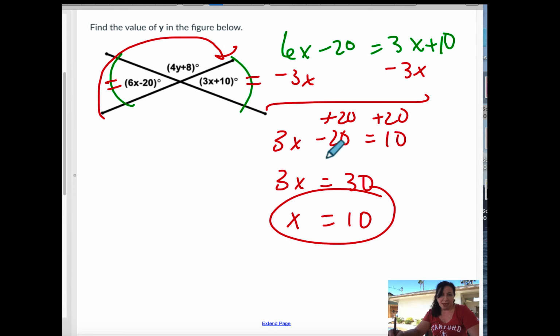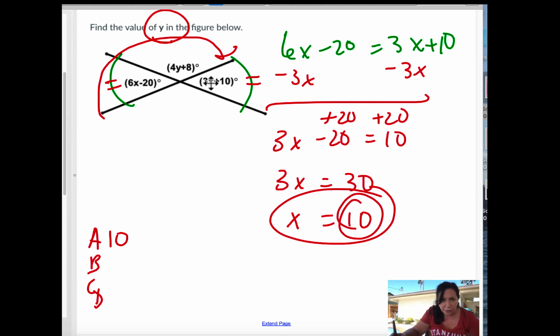Okay, we found x. And you better believe that on A, B, C, D, or whatever the answers are, 10 is going to be an answer choice. But 10 is not my answer because read the question. The question said, what's y? So now I got to go back and say, okay, what do I do here? 3x plus 10, so that x is 10. So 3 times 10 is 30. 30 plus 10 is 40. So this angle right here is 40.